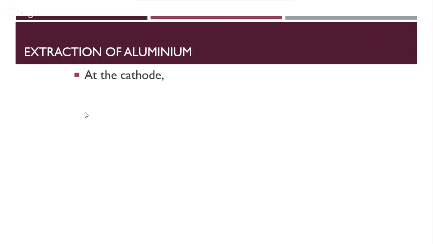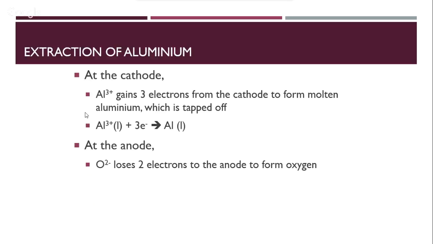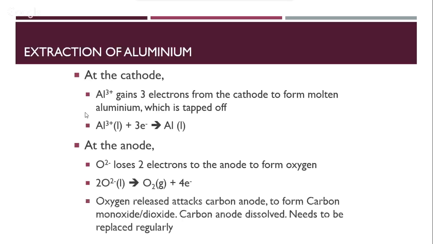so that the process keeps happening. At the cathode, as we had mentioned, Al3+ gains 3 electrons, so it undergoes reduction to give liquid aluminium. This aluminium sometimes is also deposited on the electrodes. At the anode, oxygen ions lose their electrons and a lot of oxygen is formed. This oxygen attacks the carbon anode, and a lot of carbon monoxide and carbon dioxide is also formed, and therefore the carbon anode keeps on dissolving and needs to be replaced. This is one of the problems of extraction of aluminium through this cryolite process.